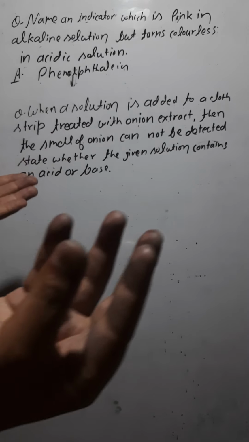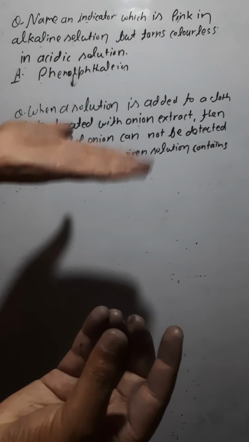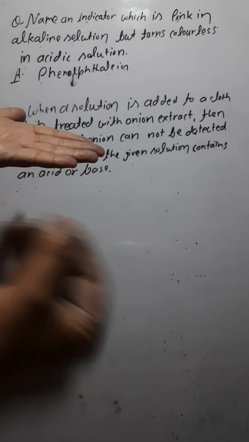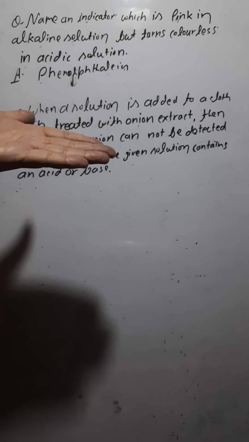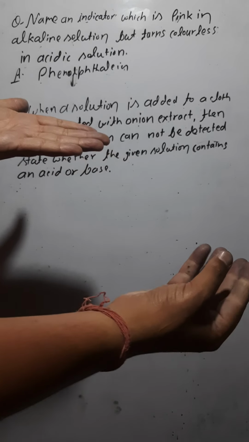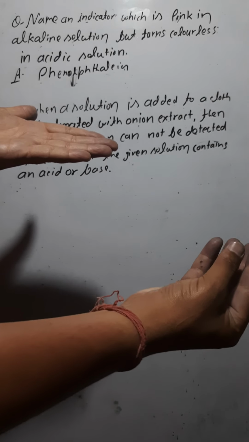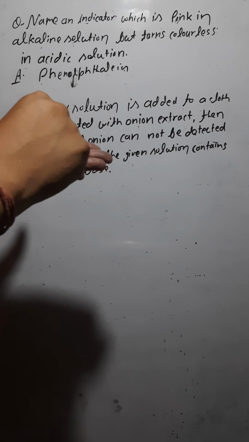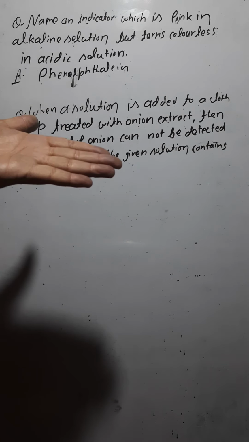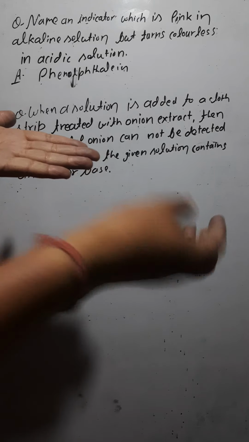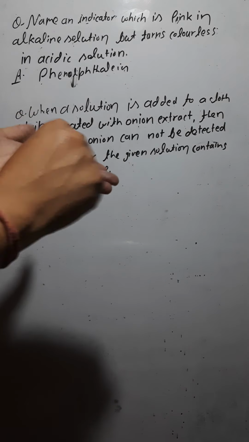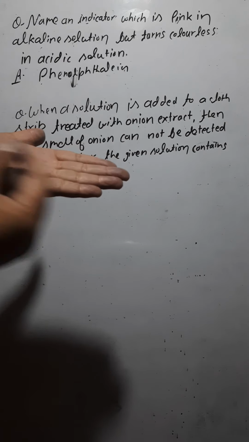Now if you see again, let me tell you. You have the solution, you have the cloth strip, you are adding the solution to the cloth strip. In this cloth strip, you are just adding some onion extract. You have onion, just rub this onion here, like this. Now if you see, the onion loses its smell. You cannot smell the onion which you have rubbed here.